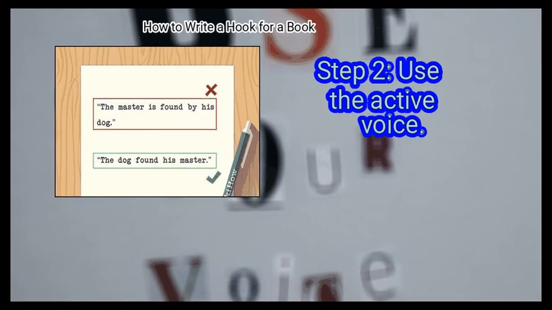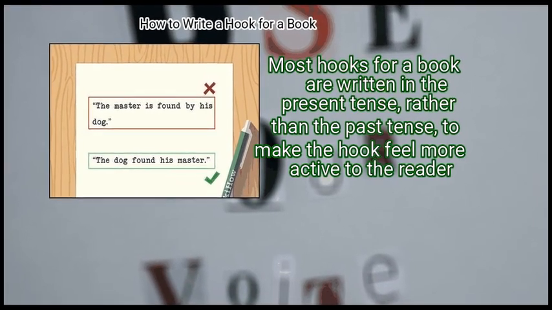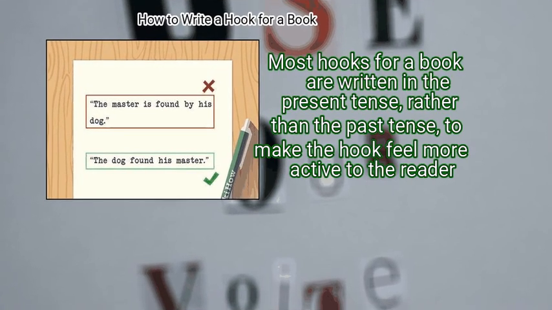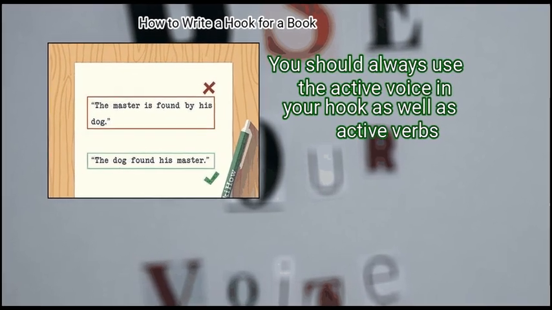Step 2. Use the active voice. Most hooks for a book are written in the present tense, rather than the past tense. To make the hook feel more active to the reader, you should always use the active voice in your hook, as well as active verbs.